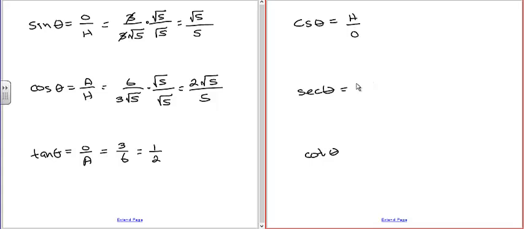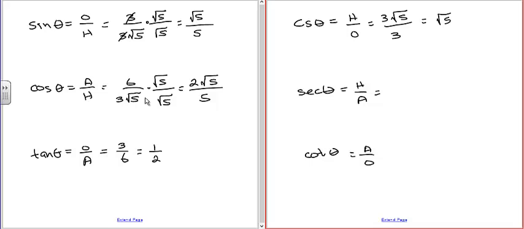Secant is going to be the hypotenuse over the adjacent. Cotangent is adjacent over opposite. So if we go back, I'm going to just start here. Over here, the opposite over the hypotenuse was this. So if I switch these, so this is the hypotenuse. So you get 3 square root of 5 divided by 3, which is just the square root of 5.